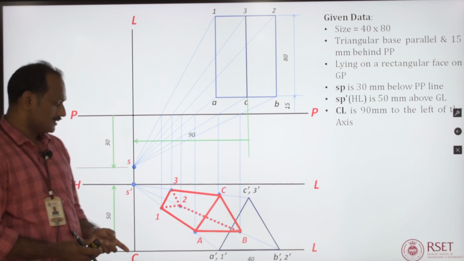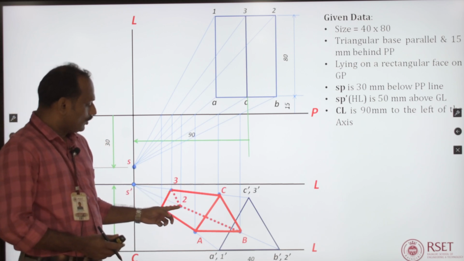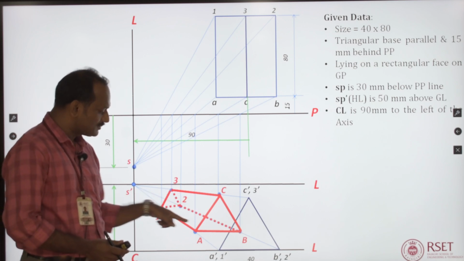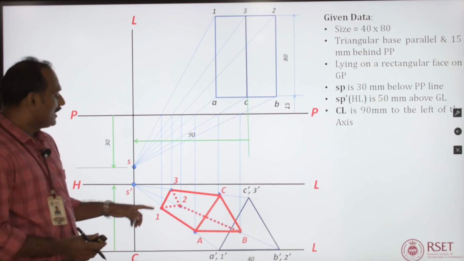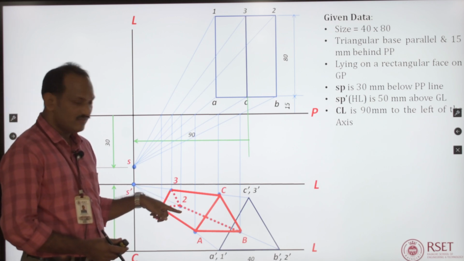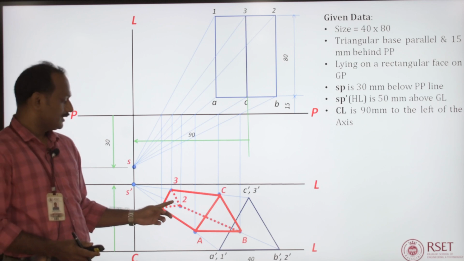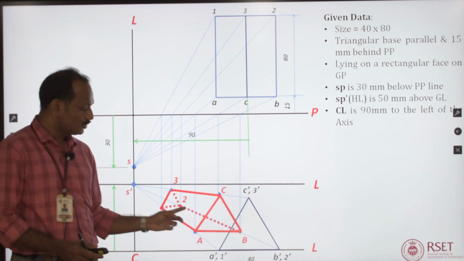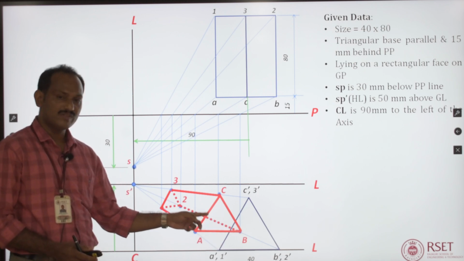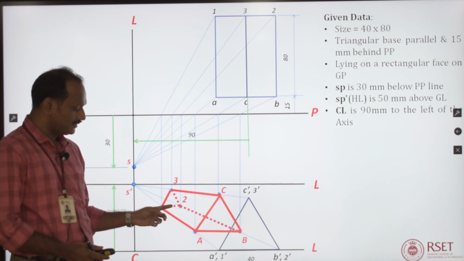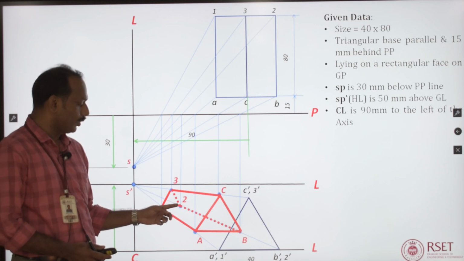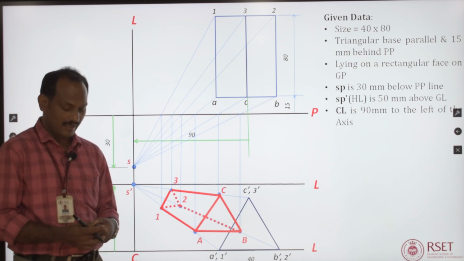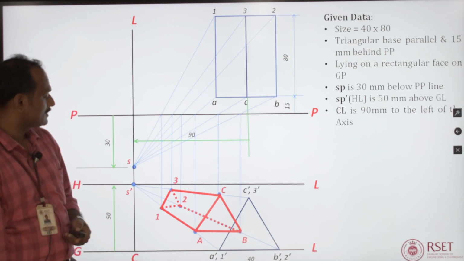The last rule is, all the lines joining a point within the boundary of the perspective view will be either visible or invisible. So, here the point 2 is invisible because the line 2B is invisible. So, all the lines joining 2, that is 3-2 and 1-2, also will be invisible. So, this completes the projection.